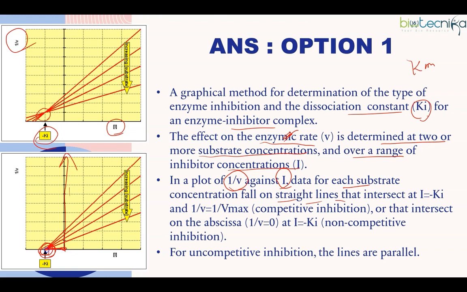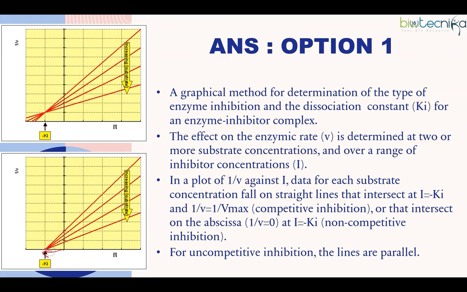1 by V is 0 over here, so they will meet at this point. And where I is equal to the concentration of I, it will be minus Ki, right? But here they are not meeting at 1 by V equal to 0. So they will be meeting where 1 by V is equal to 1 by V max. That is for competitive. This is for non-competitive.